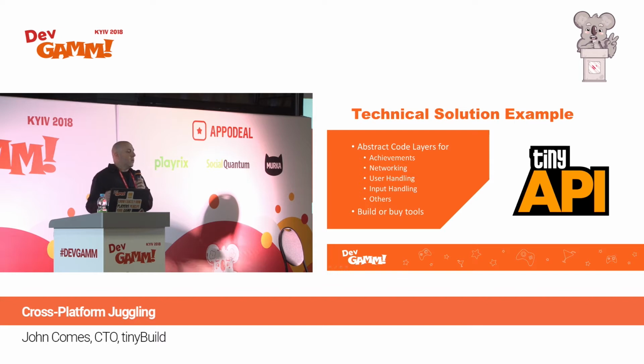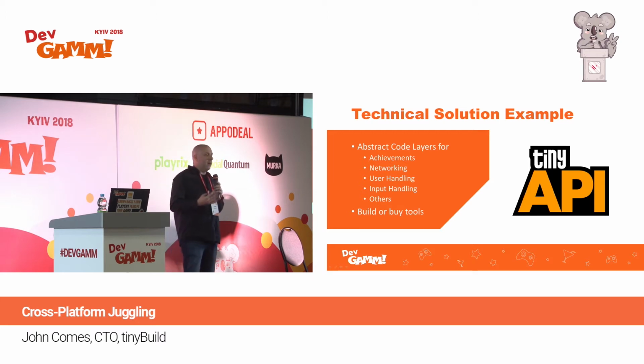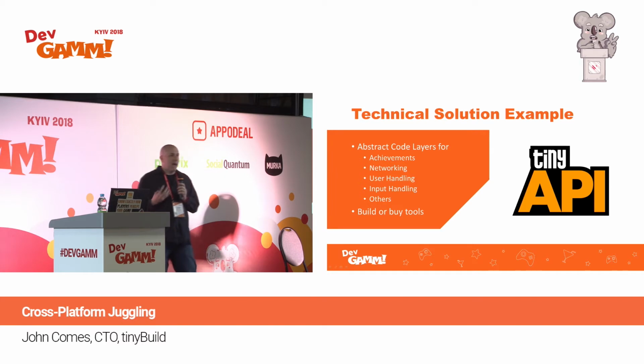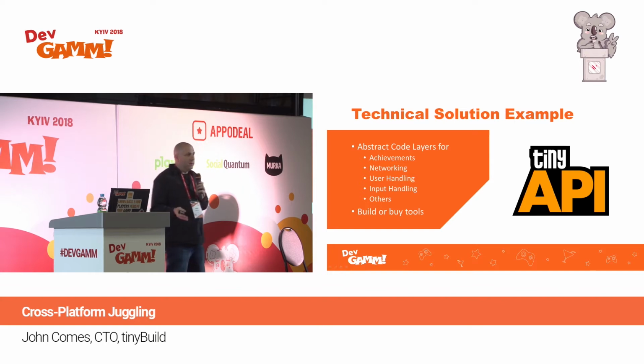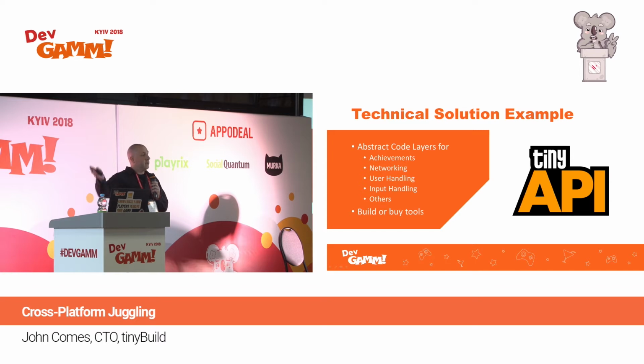So the reason I go through all this stuff is because when you're writing your game on the technical side, if you want to avoid a lot of "I need to do this for that platform," you really need to think about abstract code layers. Because Steam and PlayStation and Xbox, not Switch, have achievements, you only want to write them once. So have your game talk to an achievement abstract layer that will then push it out to each platform.